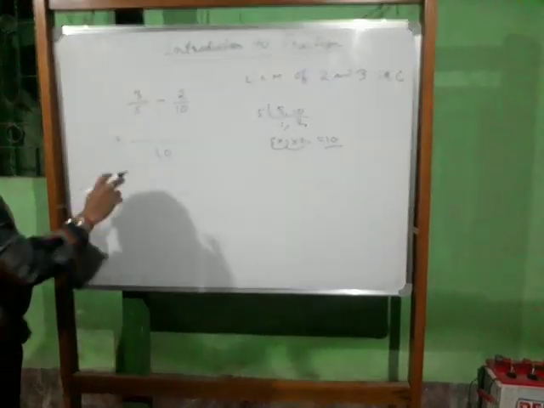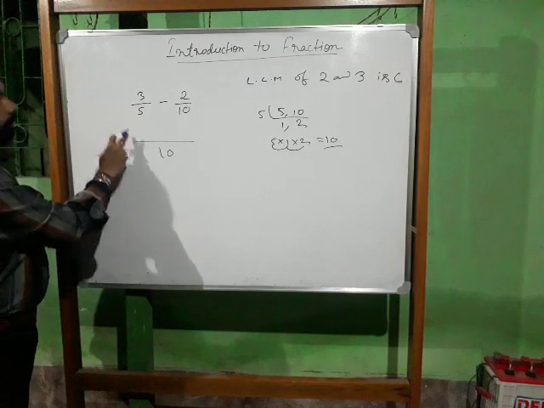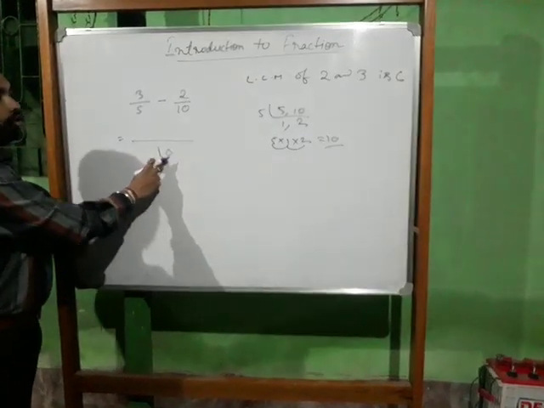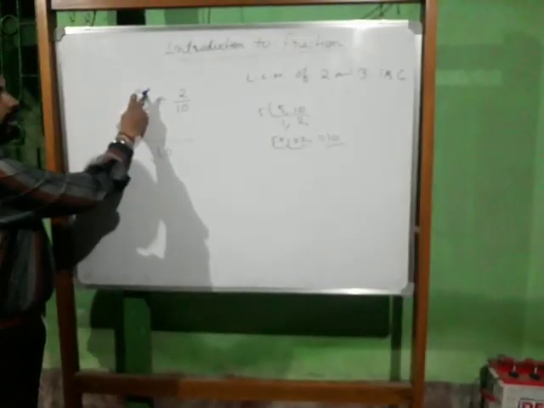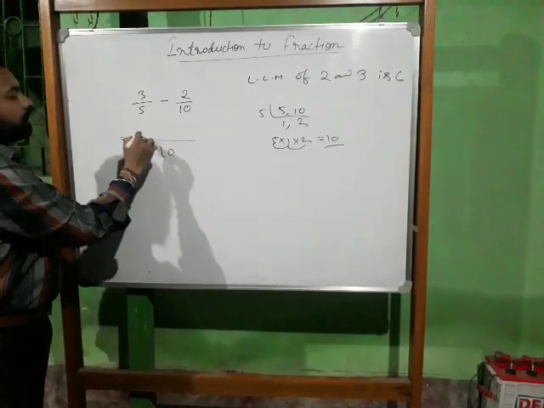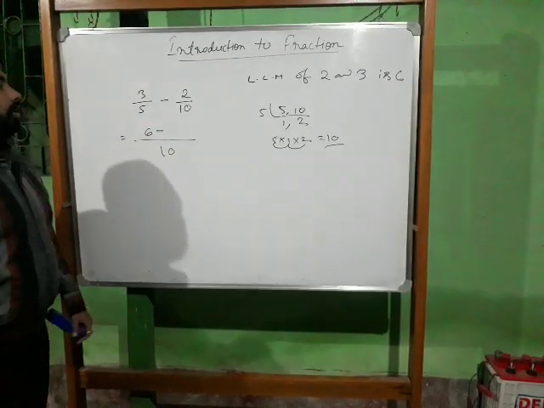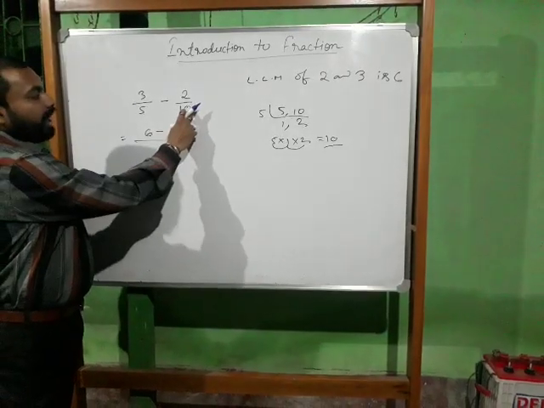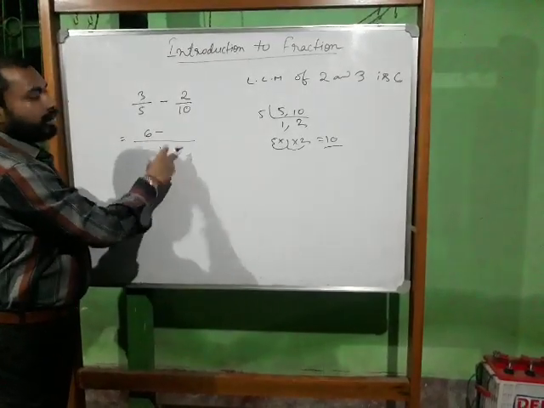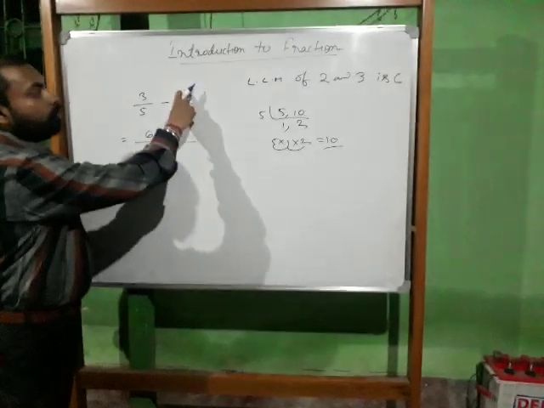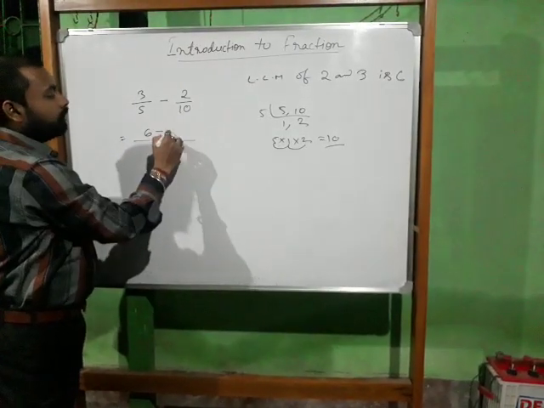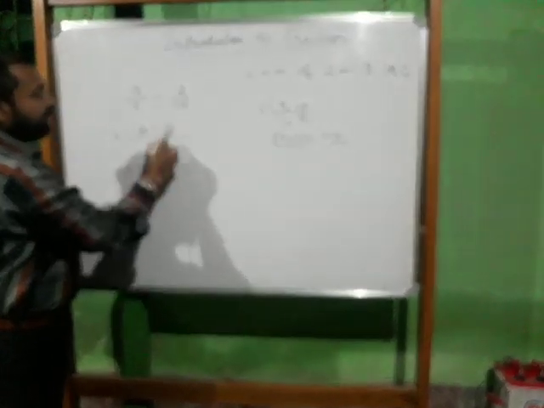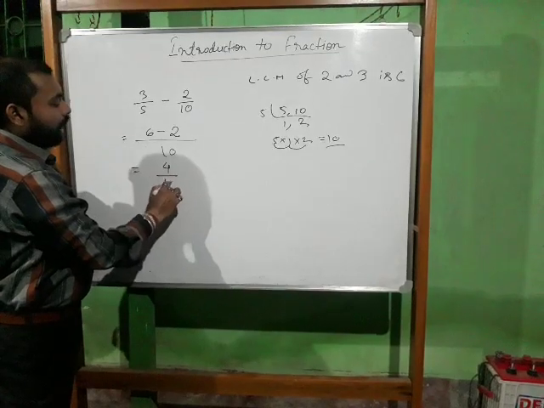Okay. Now with 5, what will you multiply to make it 10? 2. So with 3 you have to multiply with 2. So 3 twos are 6, minus. Here you see the denominator is 10, here it is 10. So with 10, what will you multiply to make it 10? It is 1. So with 2 you multiply with 1. So 2 ones are 2. So 6 minus 2, it is 4 by 10.